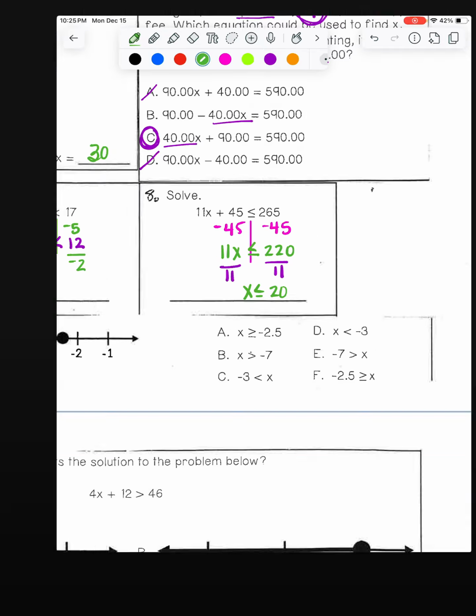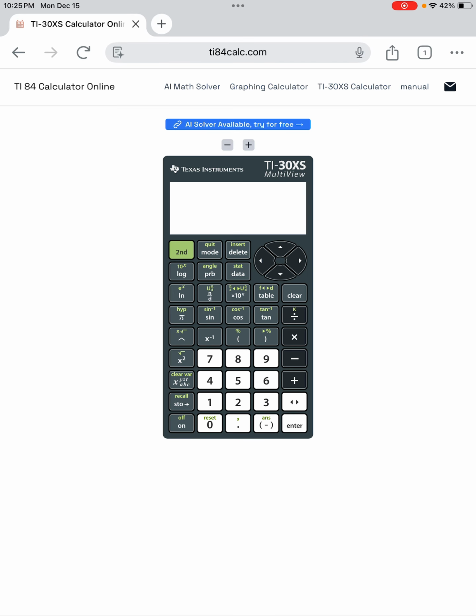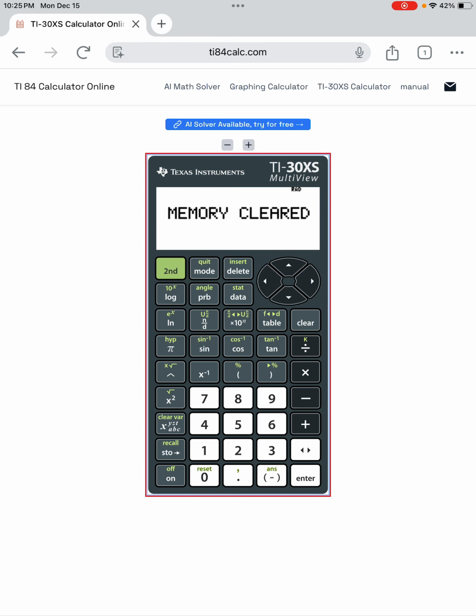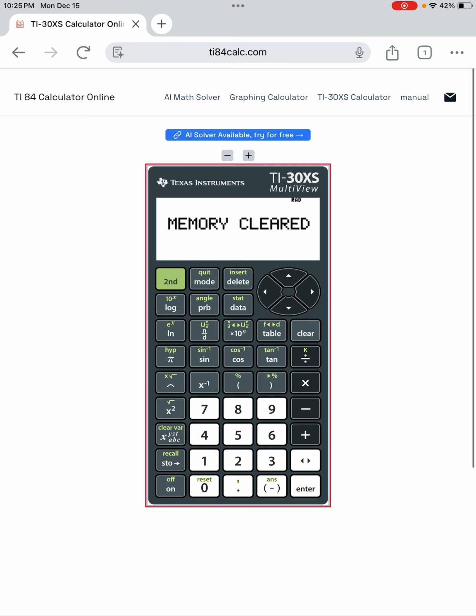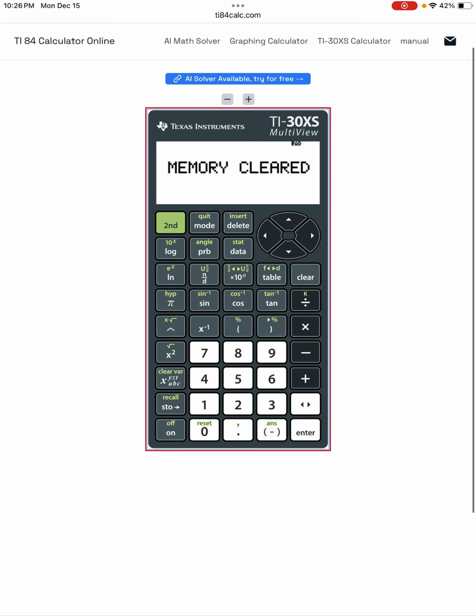So I found a calculator. Here we go. So if you go to TI84calc.com, you're going to get a couple ads because this is free, but it's pretty cool. On the top, if you click on TI30XS calculator, this is just like our calculator that we've been learning on in class. So if you feel like you need extra practice and you don't have one of these calculators at home, this is a free website and it's really great.